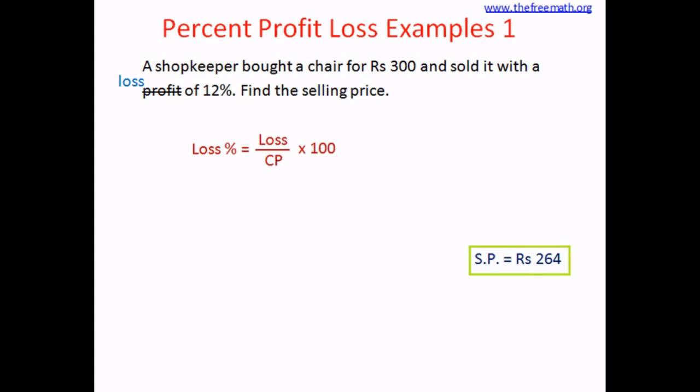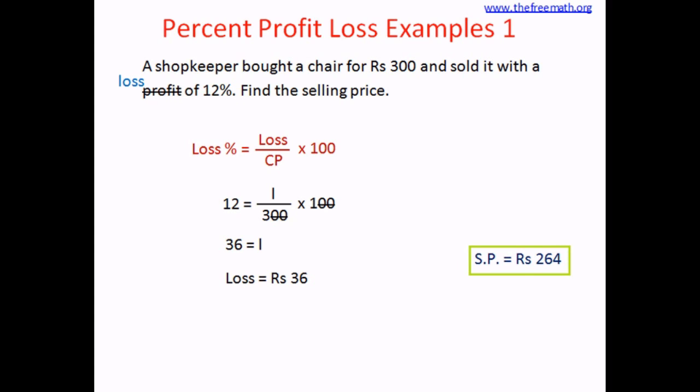Percent loss equals loss over cost price multiplied by 100. When you substitute the values, loss percent here is 12. So 12 equals L over 300 multiplied by 100. L is for loss here. Let's cancel out the zeros. So we have 12 equals L divided by 3. If you multiply both the sides by 3, 12 3s are 36 equals L. That means L is 36. That means loss is 36 rupees.